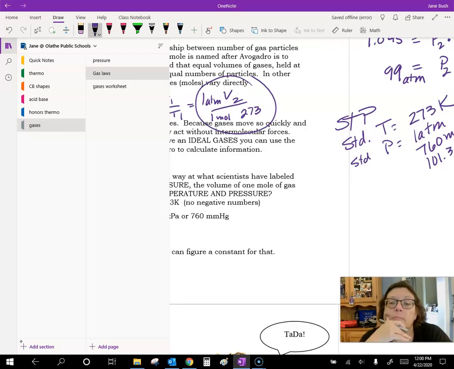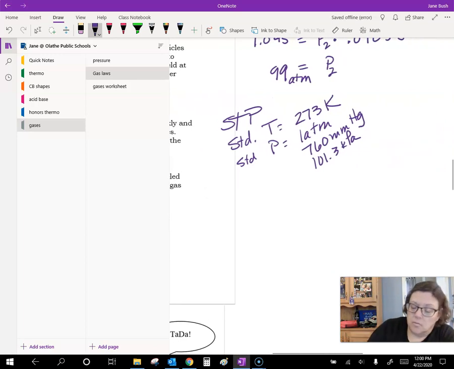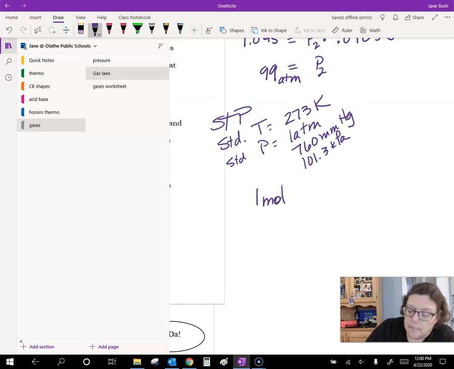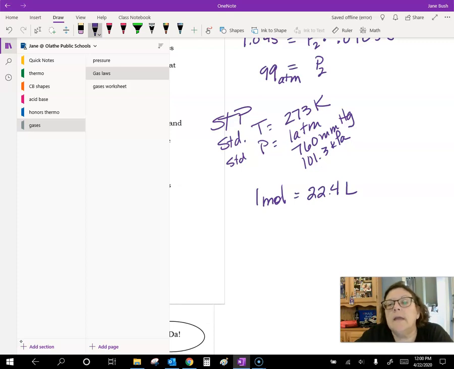Okay? If we take gas and we have 1 mole of that gas, 1 mole of that gas at 1 atmosphere and 273 Kelvin has a volume of 22.4 liters. Now we need to get our mole maps out.